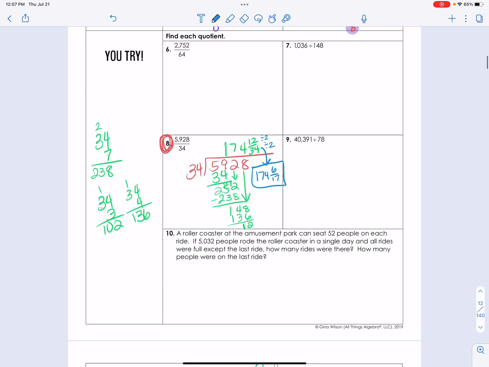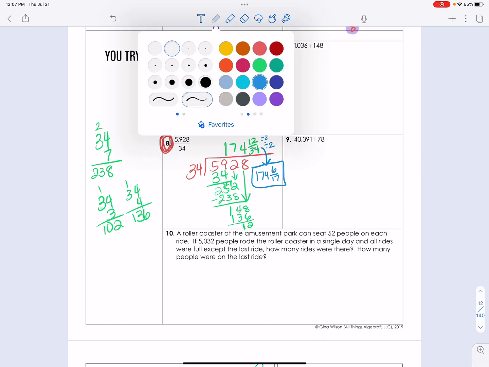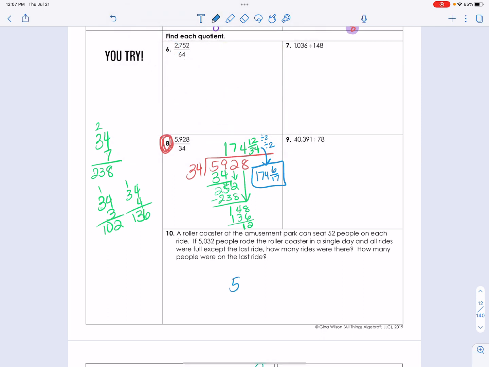All right, so let's read number 10. Number 10: a roller coaster at an amusement park can seat 52 people on each ride. If 5,032 people rode the ride in a single day and all rides were full except for the last ride, how many rides were there? And then how many people were on the last ride? So that would be our remainder, right? So 52 people can fit, and I know that there were 5,032 people that went.